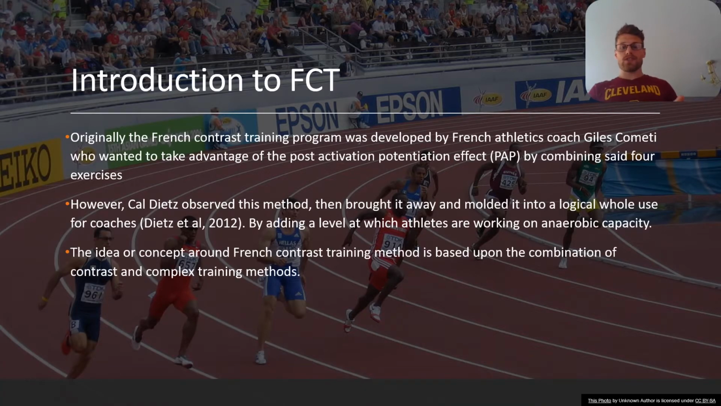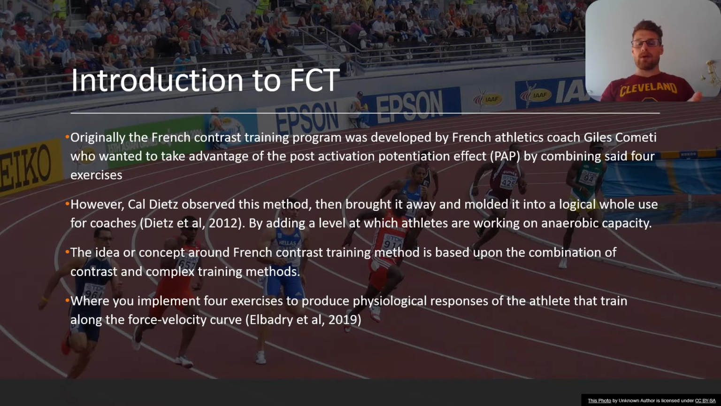So FCT was first created and developed by a French athletics coach who wanted to take advantage of the post-activation potentiation effect. However, Cal Dietz saw this method and took it away and molded it and changed it, and he added a level of athletes working under anaerobic capacity, so producing powerful movements anaerobically, being able to produce powerful movements for longer. So the idea of FCT came by bringing together the combination of contrast and complex training methods.